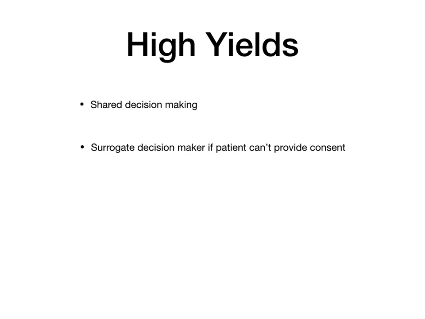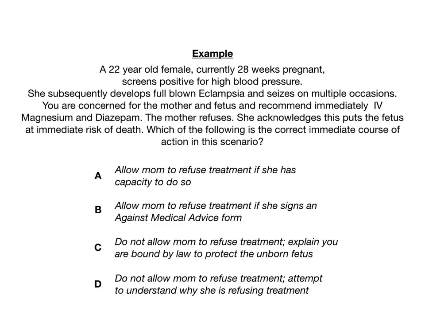The surrogate decision maker is the person who's going to make the decision and get the informed consent if the patient does not have capacity or competency. And we're going to talk about surrogate decision makers in a future video, so don't worry about that term just yet. Let's conclude this video by finishing with one more pretty tricky practice question as it relates to informed consent.